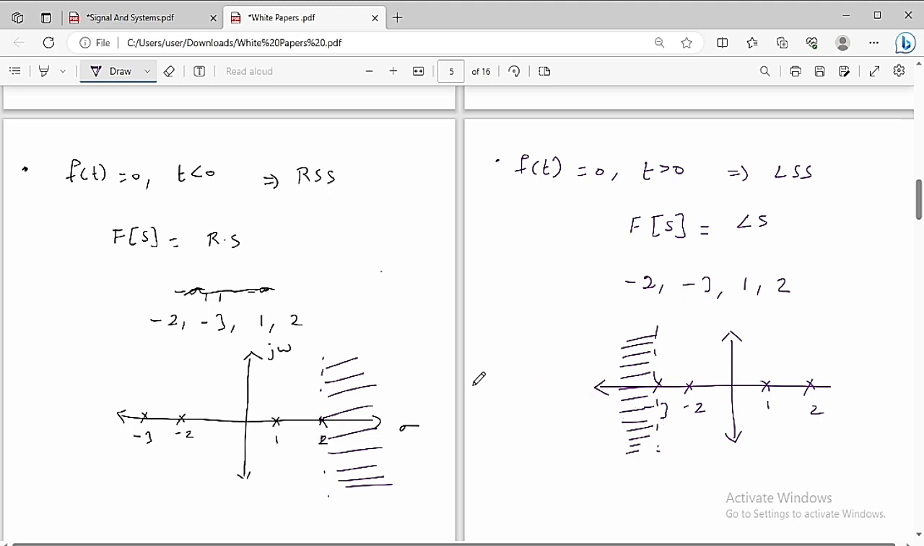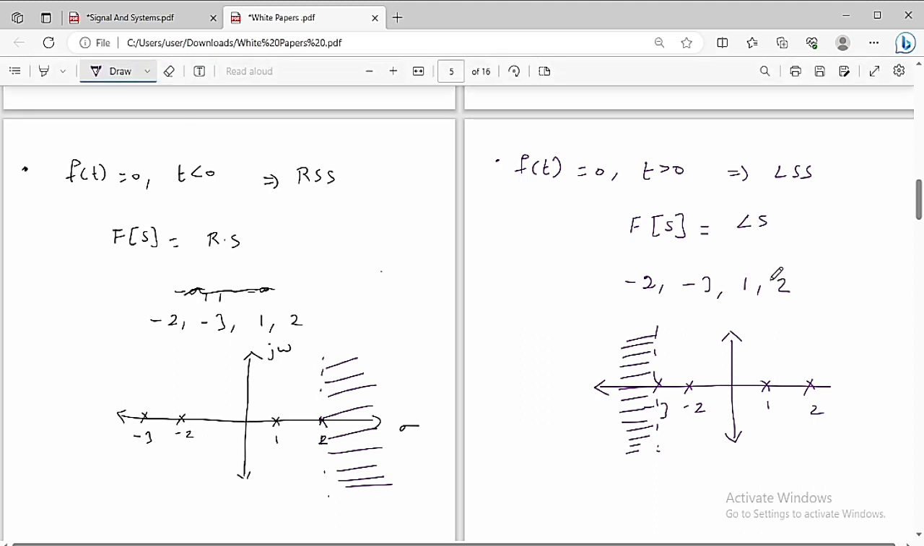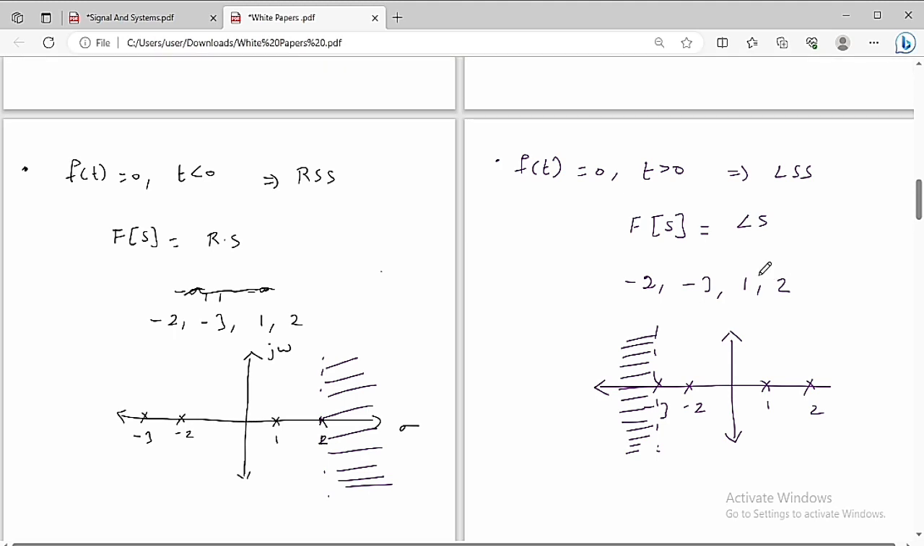So finally I can say the ROC of the right-sided signal starts from the rightmost pole and the ROC of the left-sided signal starts from the leftmost pole. So this is a point you have to keep in your mind. The ROC of the right-sided signal starts from the rightmost pole and the ROC of the left-sided signal starts from the leftmost pole. This is the point I am trying to tell you.